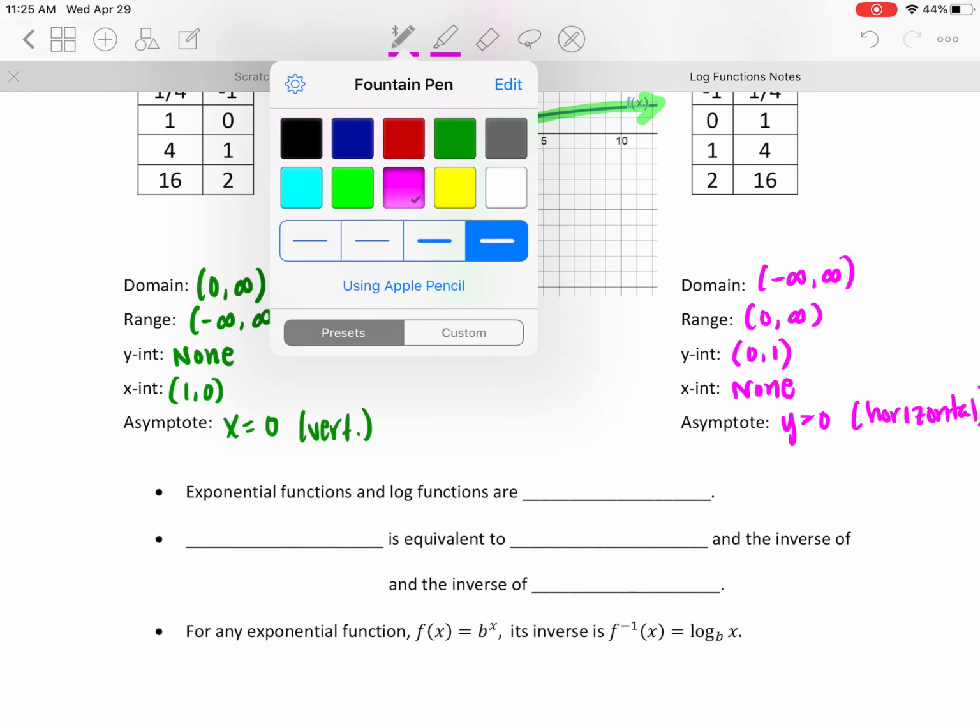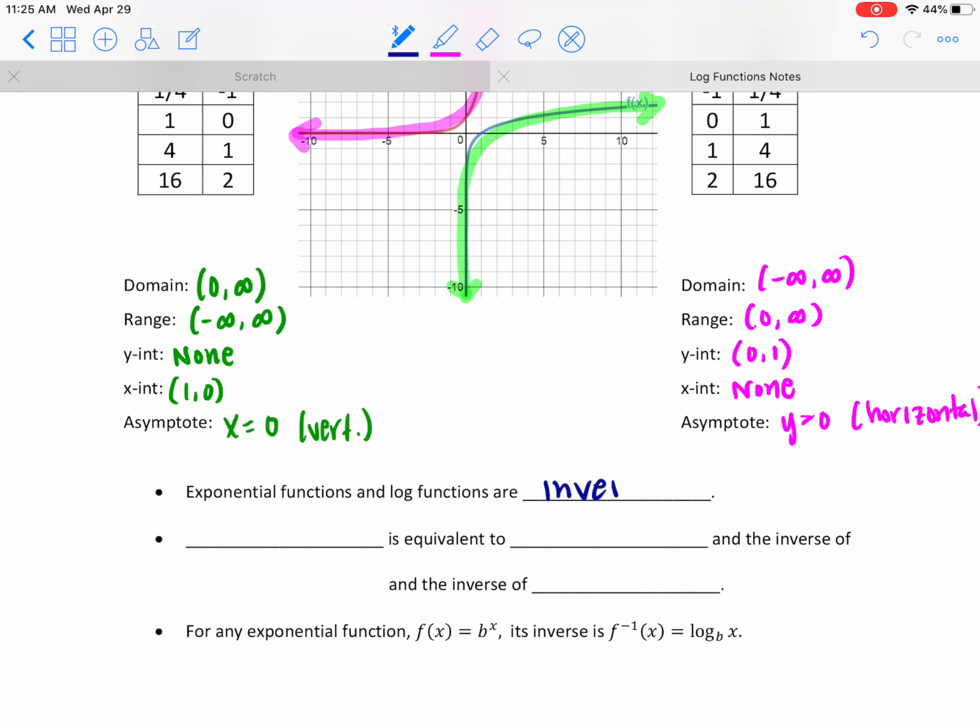And remember, that's how we verified. If I said plugging 2 in here would produce a 5, then over here plugging 5 in would produce a 2. That's what's happening here. All the x's and y's were switched. So you need to understand that exponential and log functions are inverses. That is when they have the same base and the same h and k, so they're both log base 4, exponential base 4. So exponential and log functions are inverses of each other.